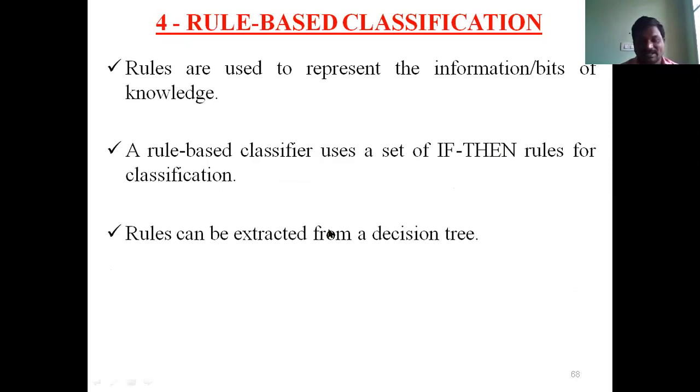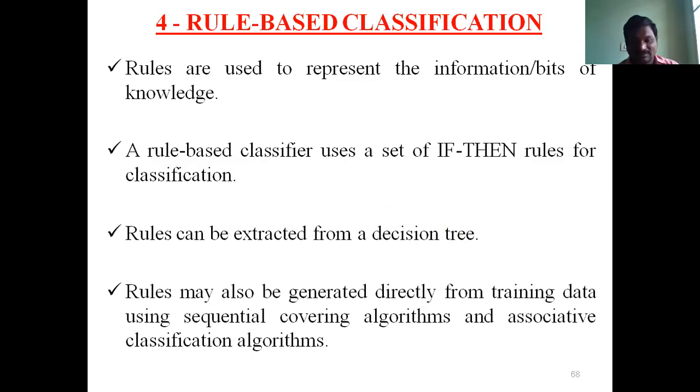The rules can be extracted from the decision tree. The decision tree is also one of the techniques for extracting rules. That means the main intention of this problem is how you can extract the rules. Some of the rules are extracted from if-then rules, some from the decision tree, and some from the sequential covering algorithm, associated with classification algorithms. This is rule-based classification.